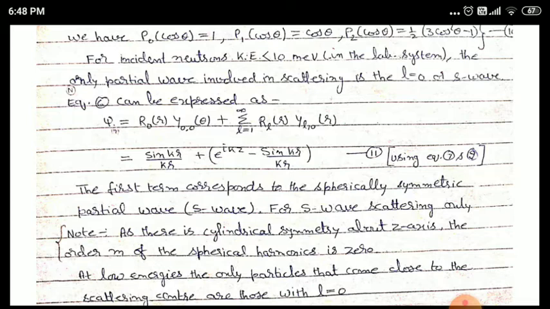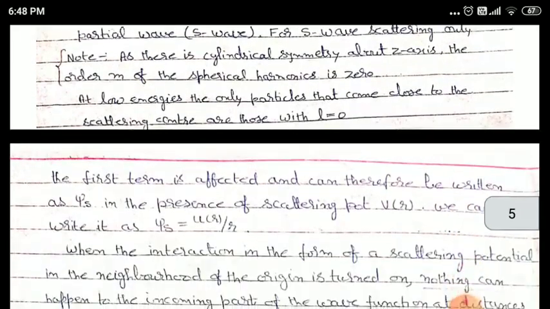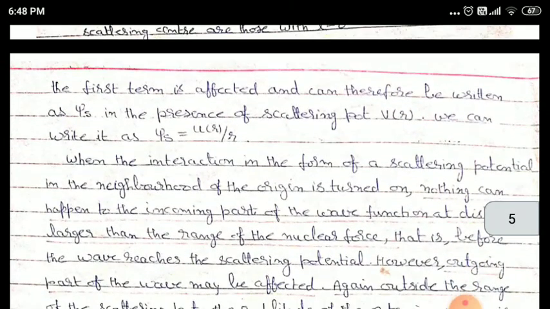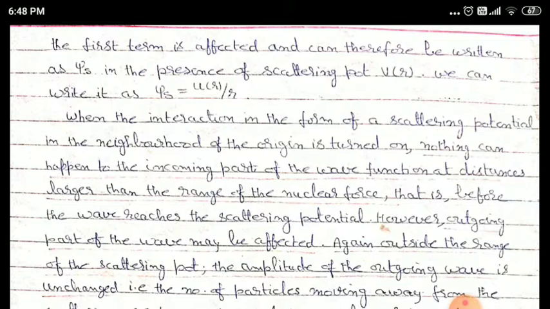The first term corresponds to the spherically symmetric partial wave, that is S wave. For S wave scattering, only the first term is affected and can therefore be written as psi s in the presence of scattering potential V(r). So we can write it as psi s is equal to u(r) upon r. When the interaction in the form of scattering potential in the neighborhood of the origin is turned on, nothing can happen to the incoming part of the wave function at distances larger than the range of the nuclear force.